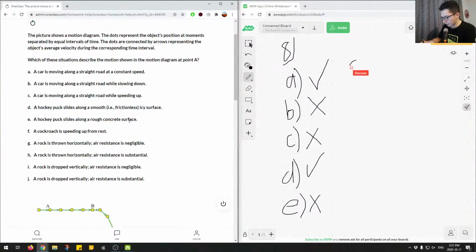So E, we'll mark that as wrong. Let's go to F. So F, a cockroach is speeding up from rest. So speeding up from rest, that's acceleration. That's pretty straightforward. That's incorrect. There's no constant speed there. So G.